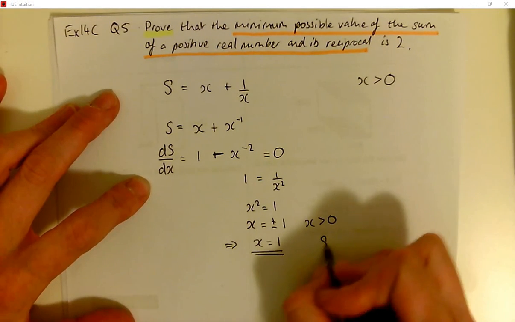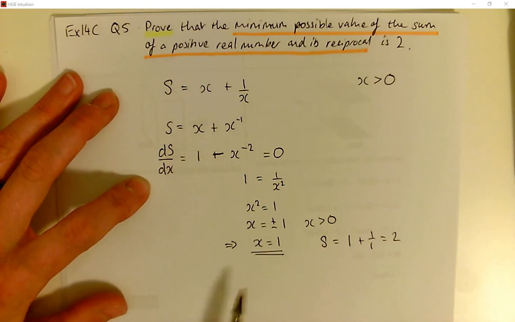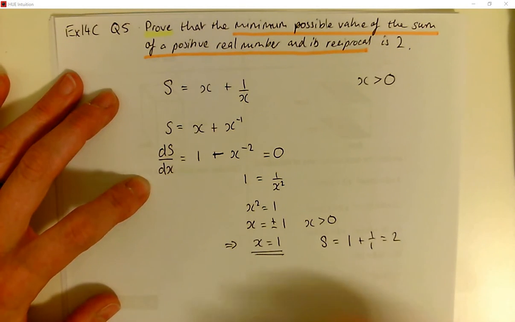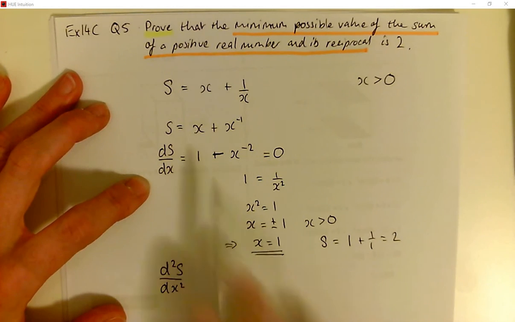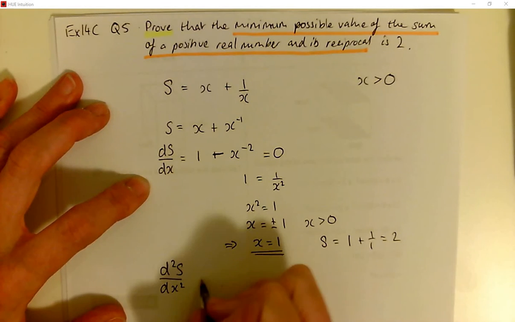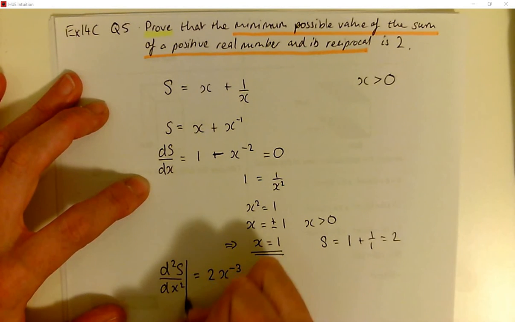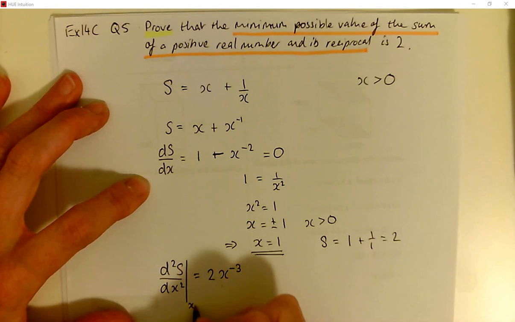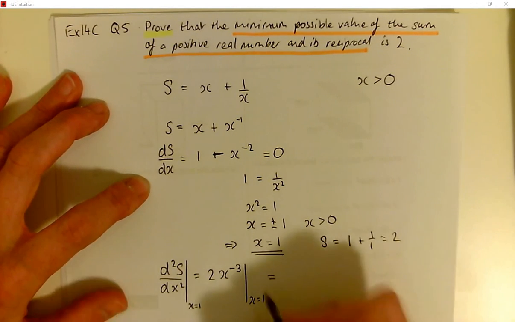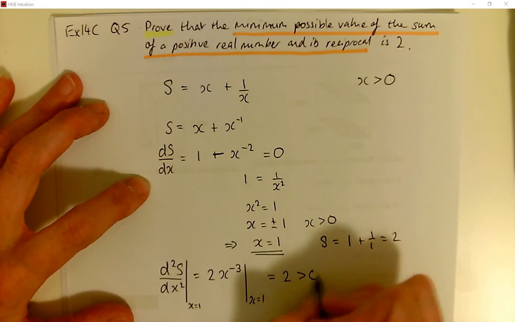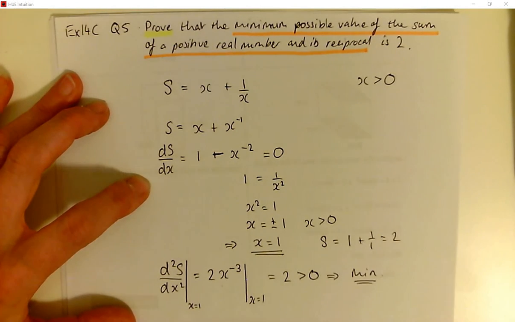So let's just check what the sum is. It's going to be 1 plus 1 over 1, which is 2, and we have to prove that we've got our minimum. So we need the second derivative to show that we have a minimum. Here's our first derivative. If we differentiate that again, we get positive 2x to the negative 3. We want to check what that value is when x is 1. If we pop that in, we get 2 over 1 cubed, which is 2, which is greater than 0. So we must have a minimum.